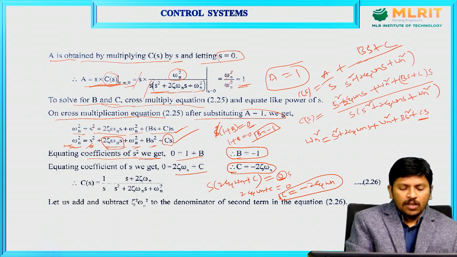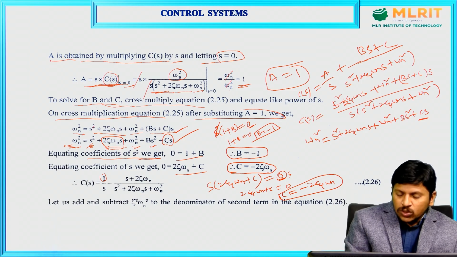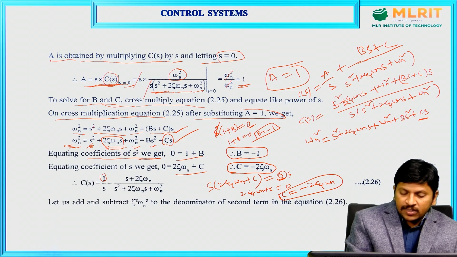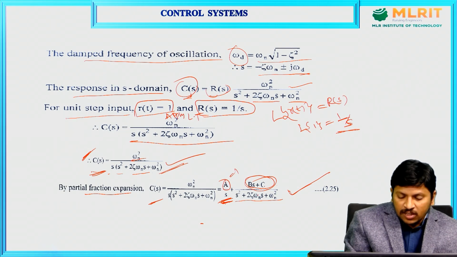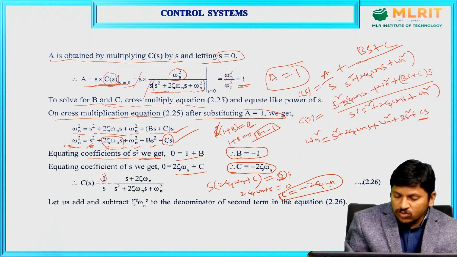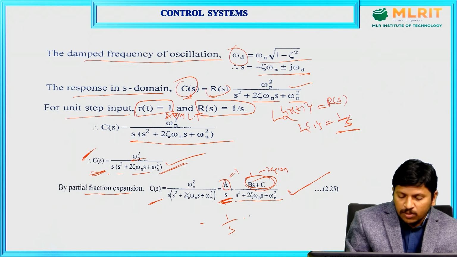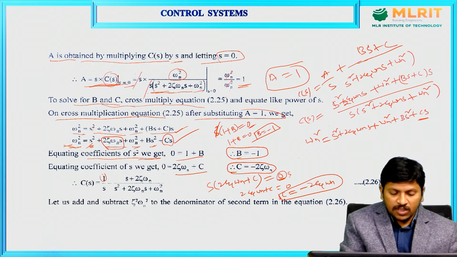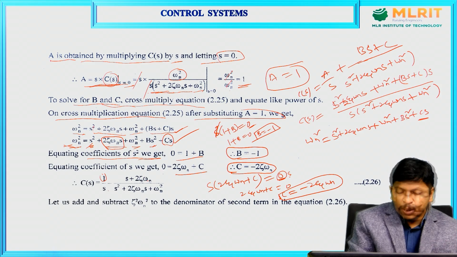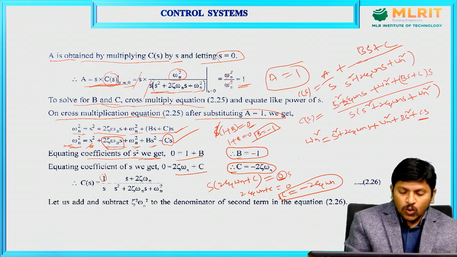So 1 by s minus, here a equals 1, and s plus 2 zeta omega n divided by s square plus 2 zeta omega n s plus omega n square. Here b value is minus 1 and c is minus 2 zeta omega n. Both have minus signs, so substitute: a equals 1, minus 1 and minus 2 zeta omega n. Taking minus common, we get 1 by s minus s plus 2 zeta omega n divided by this term.